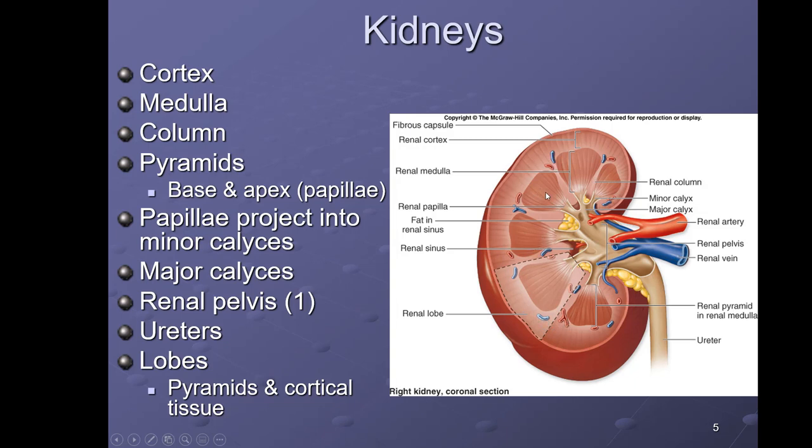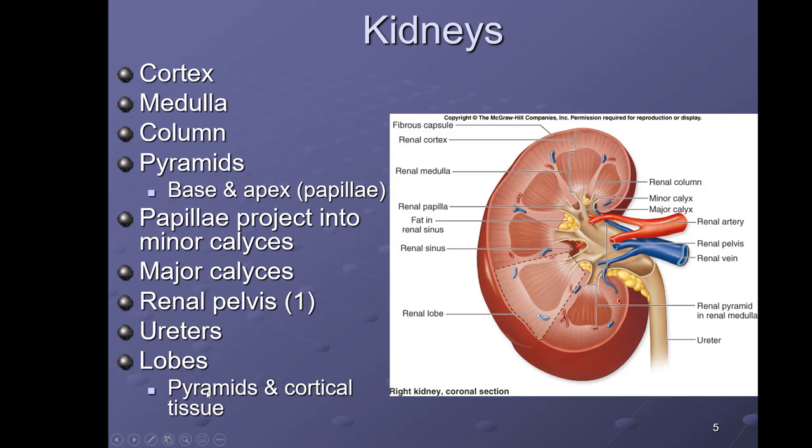And then you see that the medulla is divided into these little triangular regions. These are called renal pyramids. So pyramid, pyramid, pyramid, triangular regions. Each pyramid is going to have a base, which would be here, and an apex, which is the pointed region. And then the little strips between the pyramids are called renal columns. So renal columns.